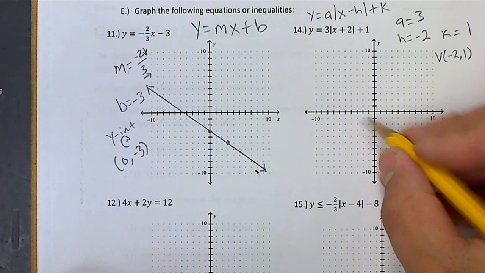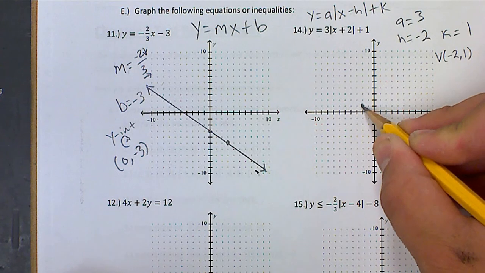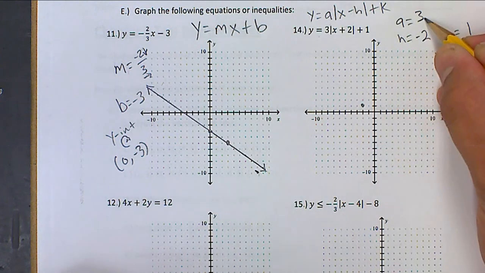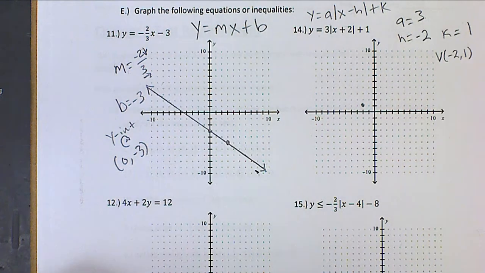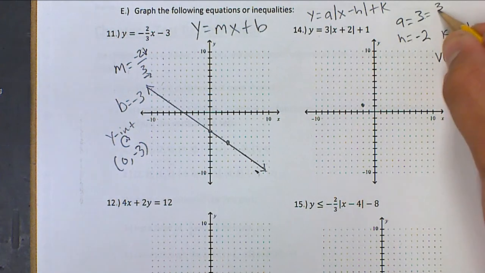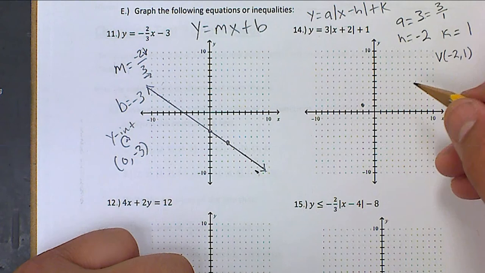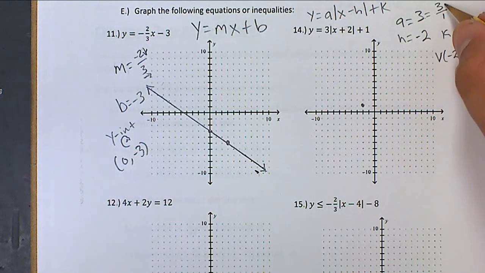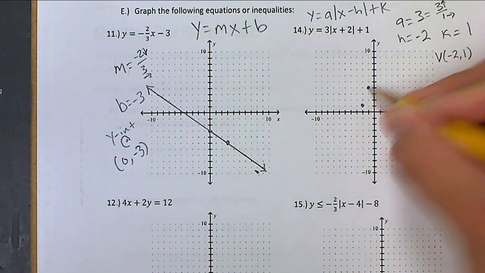Plot the vertex, negative 2, up 1. There's the vertex. Look at A. A tells me whether it opens up or down. Since A is positive, that means this is a right side up V, and this can follow the rules of slope. But you want to have a V that goes like a right side up V. So 3 over 1, positive 3, go up 3. To the right 1, go up 3. To the right 1, here is your second point.